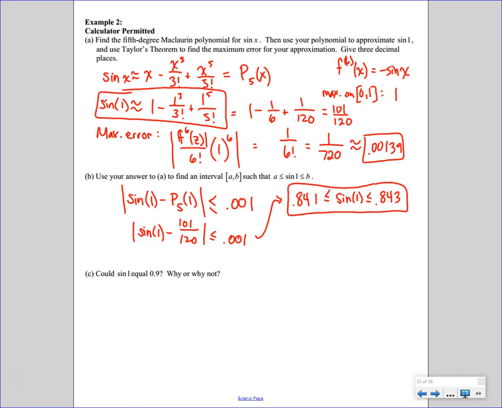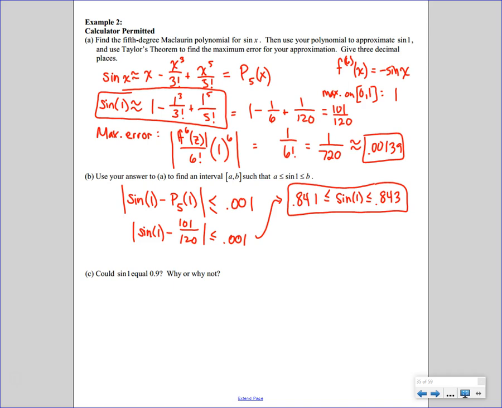That's a good question. I don't have my calculator. It should have been from using the negative 0.001 plus the 101 over 120, if it was found precisely. Some of you might have rounded. Absolute value, remember, means it's sandwiched in between this range, so it could be that much above or that much below. So on the other side would be a negative 0.001.